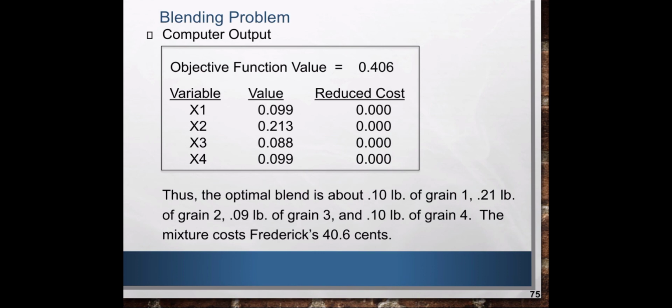So here is the computer output. Thus, the optimal blend is about 0.10 pounds of grain 1, 0.21 pounds of grain 2, 0.09 pounds of grain 3, and 0.10 pounds of grain 4. The mixture costs Ferdinand 40.6 cents.